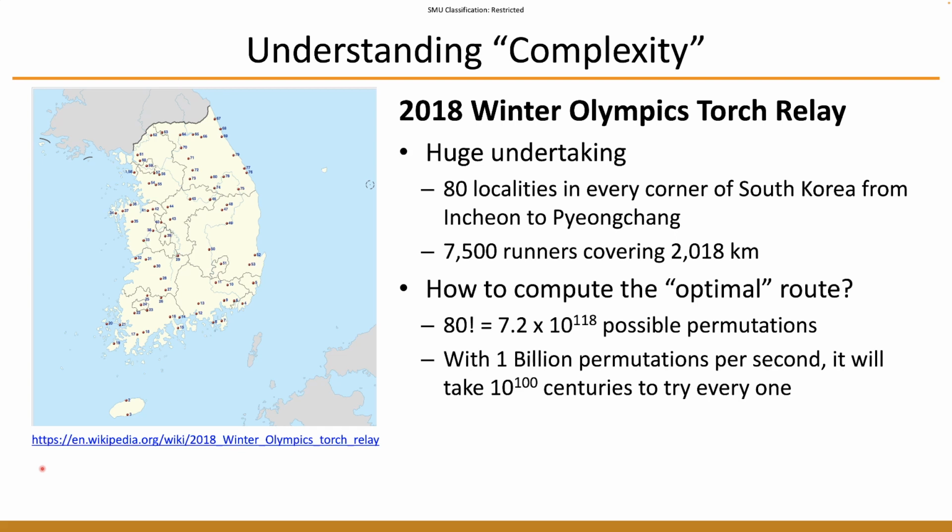So 80 factorial is 10 to a power of over 100. Even if you have the quickest computer in the world, you are not going to solve this particular problem. This is what we mean by a problem being very complicated. Really, even if you have a supercomputer, you cannot solve this kind of problem.